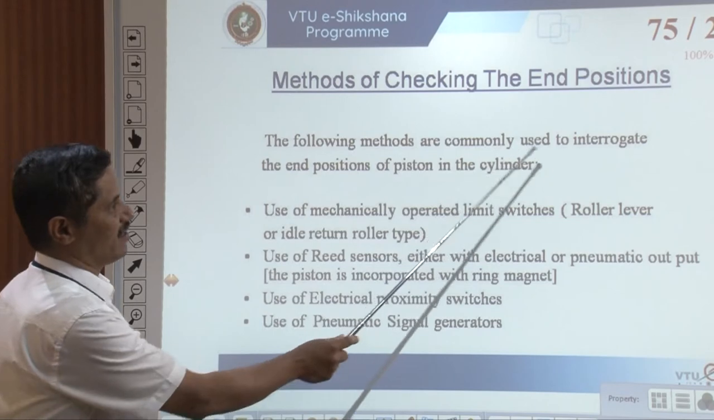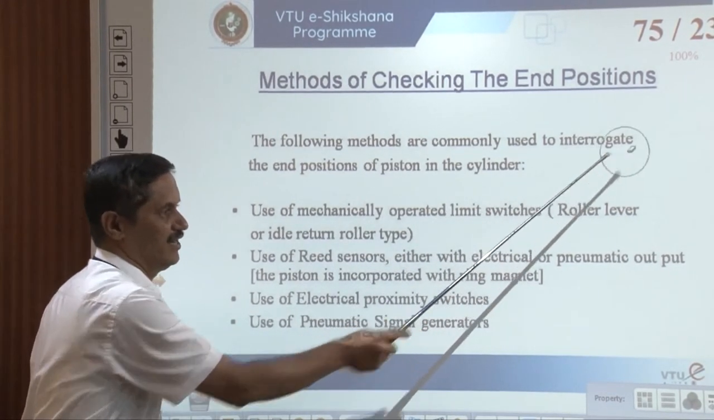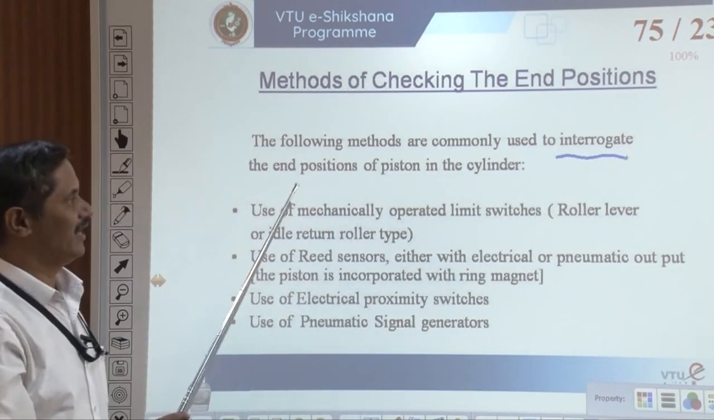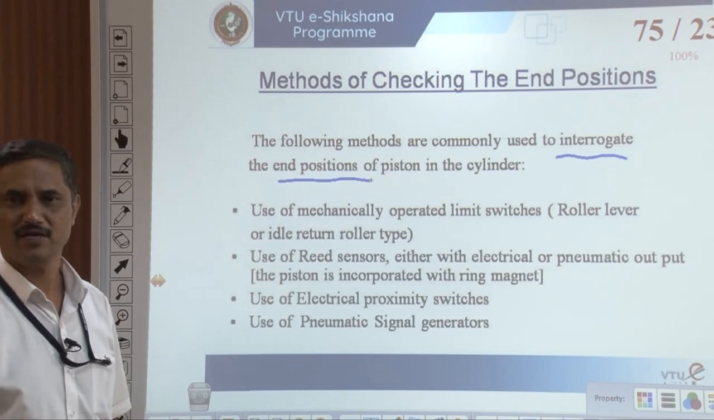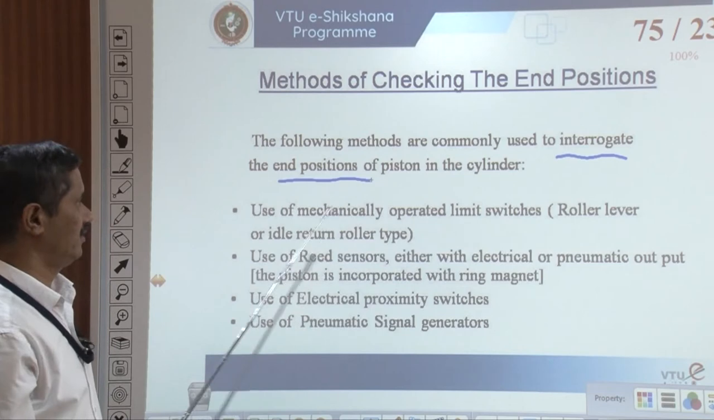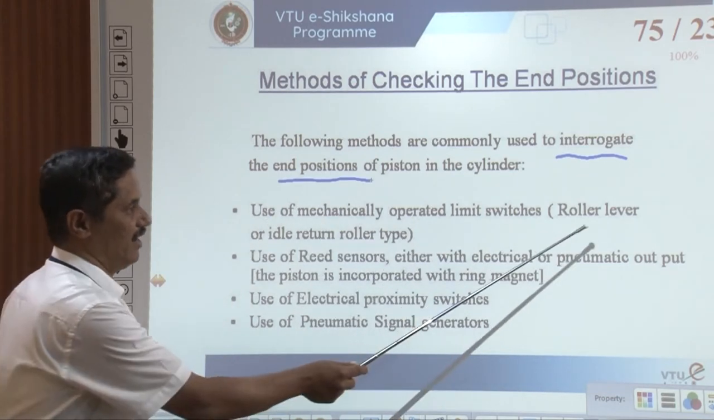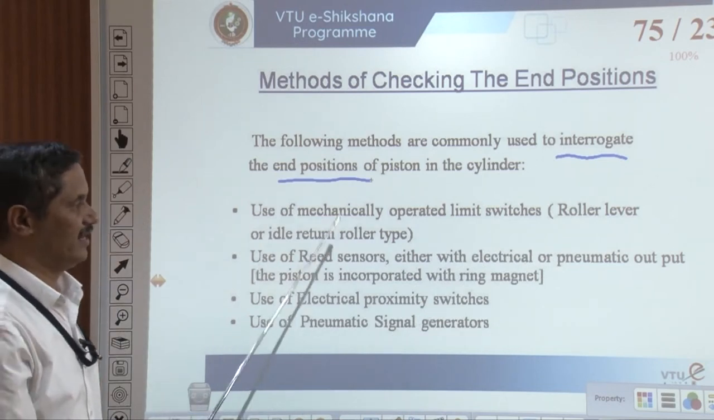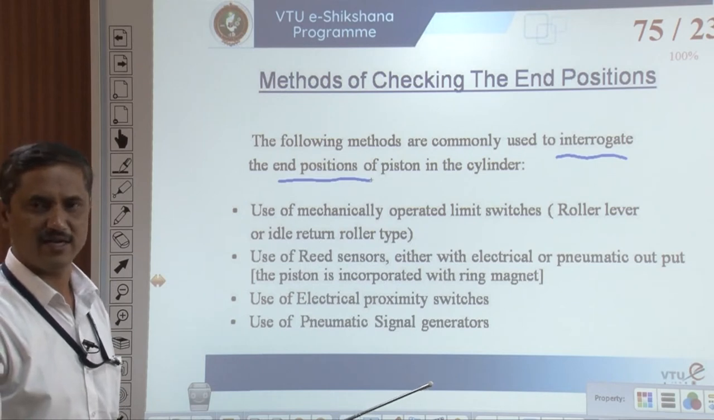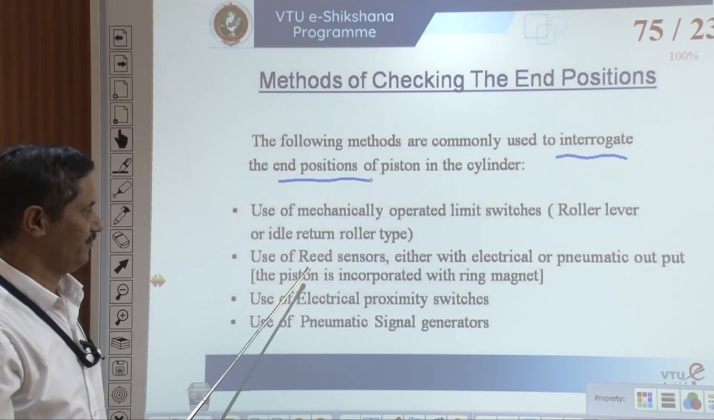The following methods are commonly used to interrogate. A word here we say interrogate. So this is very important. Interrogate the end position. That is to stop, to tell, don't move beyond that. Use mechanically operated limit switches. It can have a roller lever or idler return roller type of levers to do that kind of end checking. Sometimes it can be sensor controlled also.